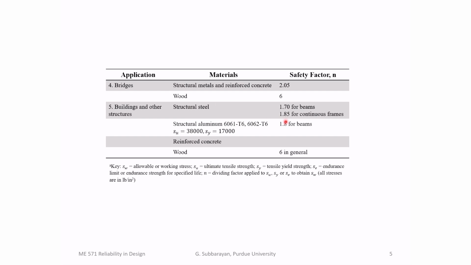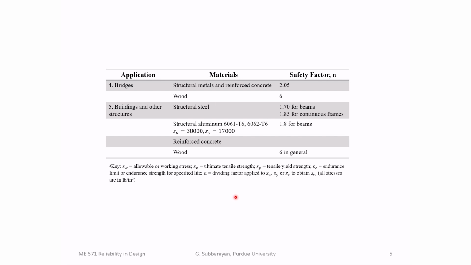Buildings, again, 1.7 to 1.8. And again, if you go with a material that we don't understand as well, or the strength varies quite a bit, then you will put a larger factor of safety. So allowable working stress is strength divided by factor of safety. Okay, as we discussed, and that's how we design traditionally.